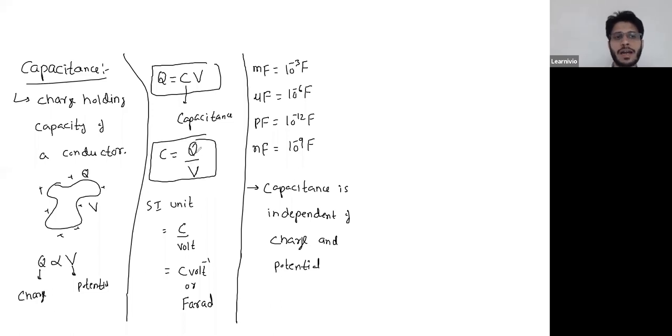But when you look at this particular equation, it seems that capacity is directly proportional to charge, and inversely proportional to potential. But exactly this potential too depends upon charge. So charge and charge gets cancelled out. So your capacity is independent of charge as well as potential. It depends only on the geometry of the conductor. Nothing else. Only on the geometry.